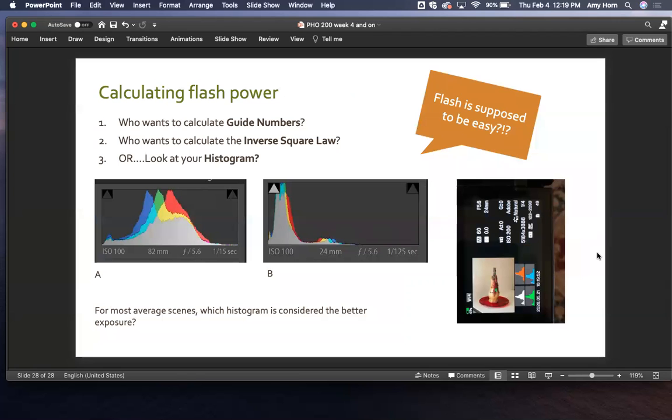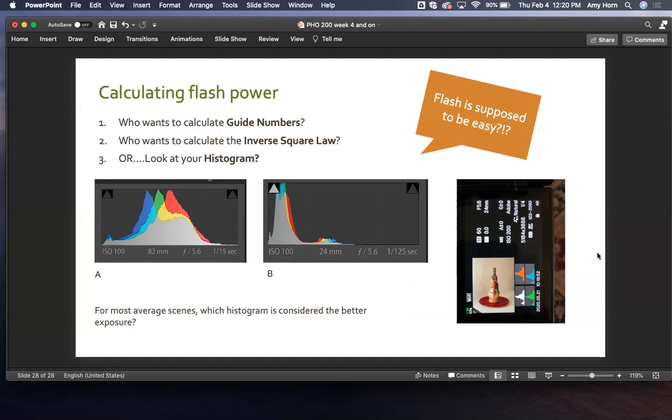And then the last option is to look at your histogram. So we can sit there and calculate guide numbers, but I generally don't want to do the math when I'm sitting there taking photos. I also don't necessarily want to calculate the inverse square law, but I do understand it's exponential how the light falls off. So if it's easier to have a person move a half step closer or further away, depending on if I need just a little bit more or a little bit less light, that might be my easiest option.